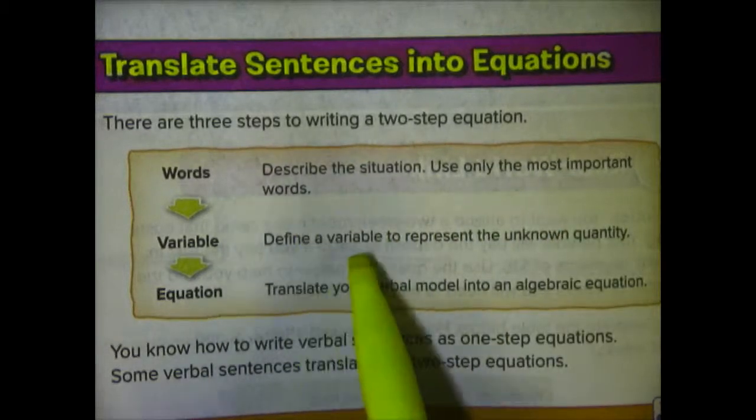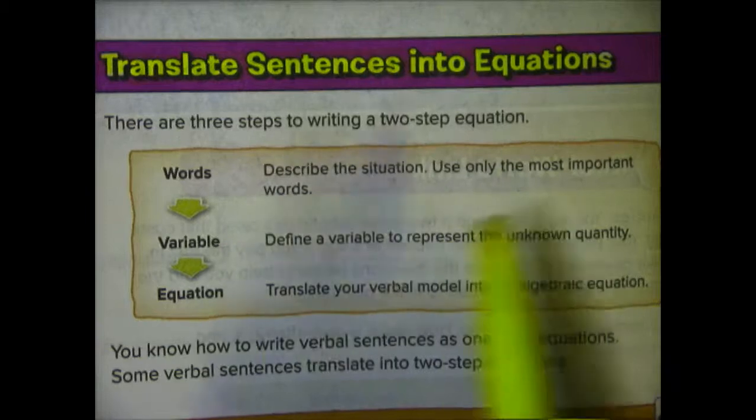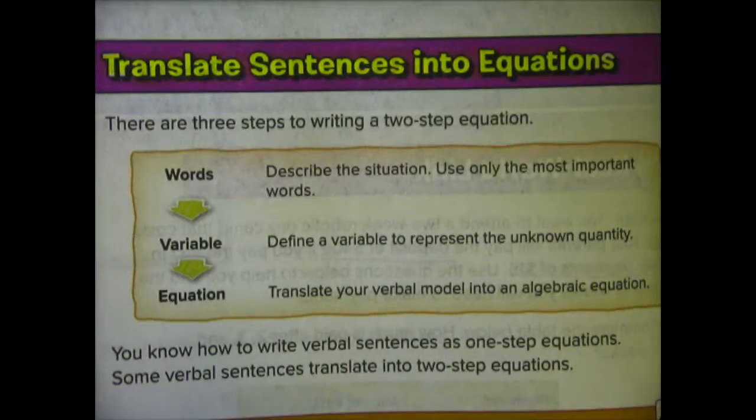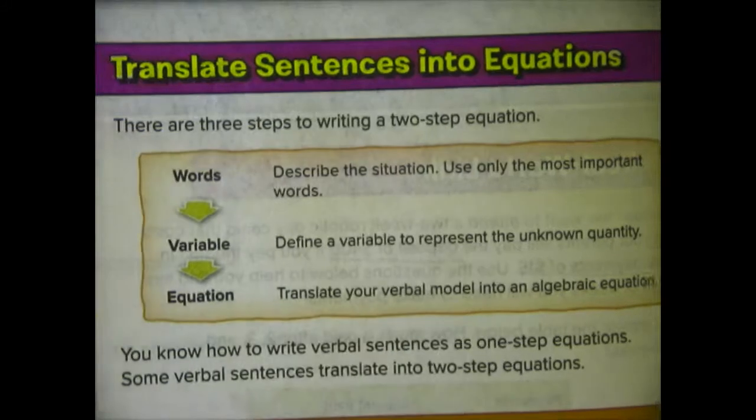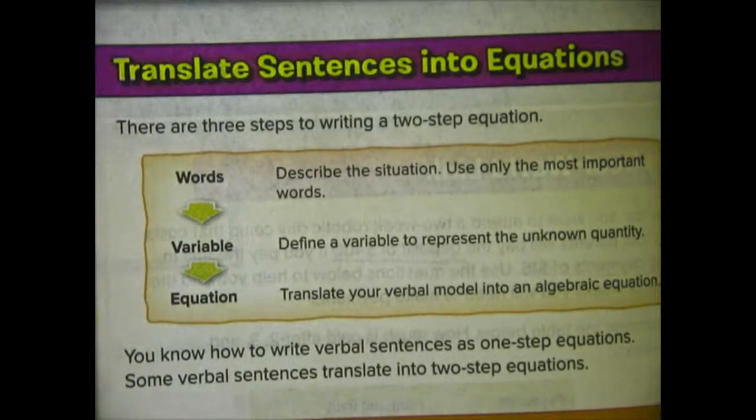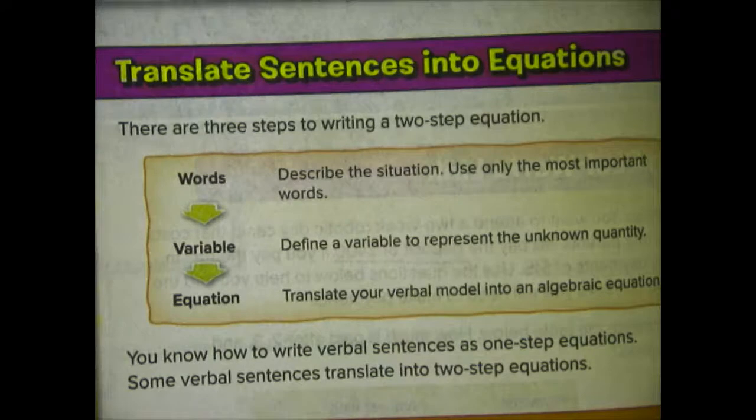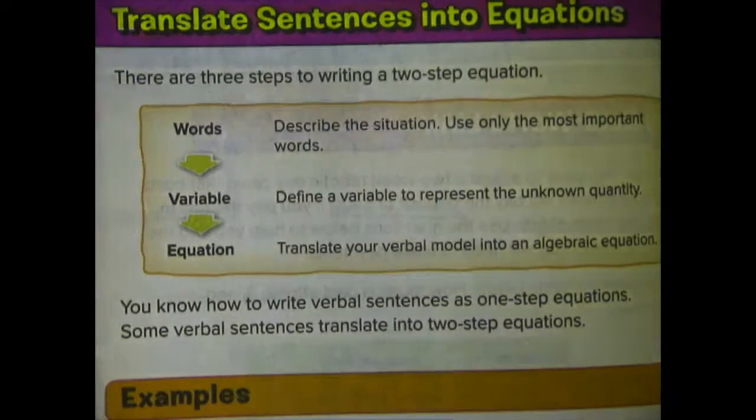We need to define a variable to represent the unknown quantity, and then we translate the verbal model into an algebraic equation. We already know how to write verbal sentences as 1-step equations. Some verbal sentences translate into 2-step equations. So let's take a look at number 1.